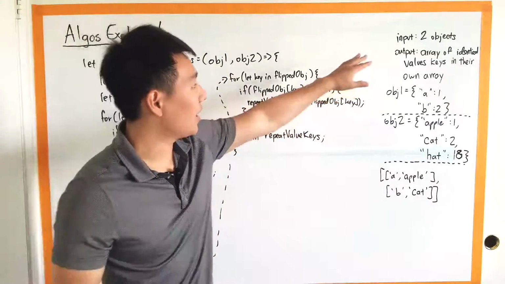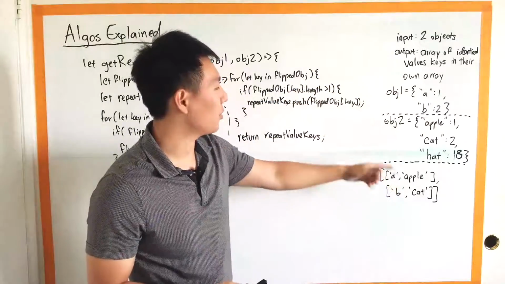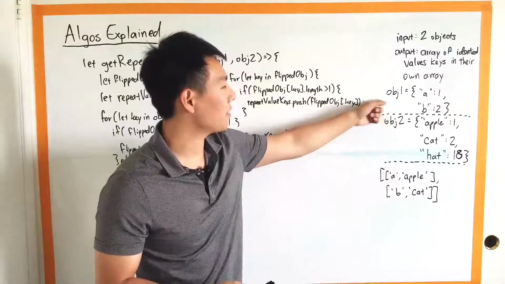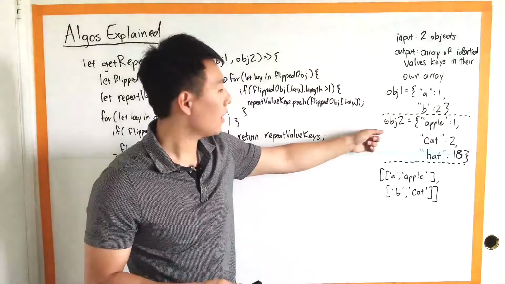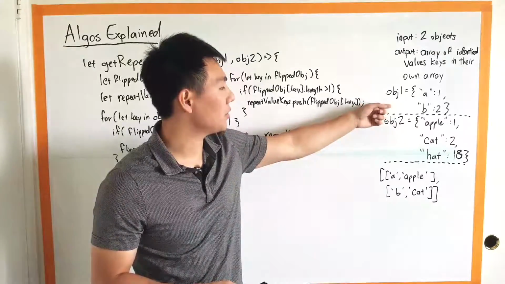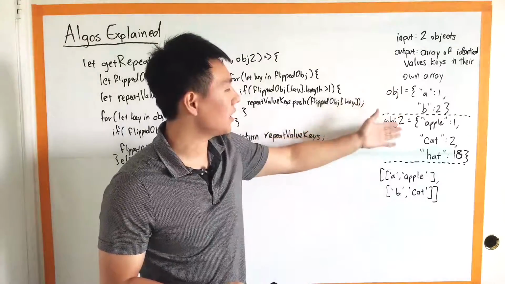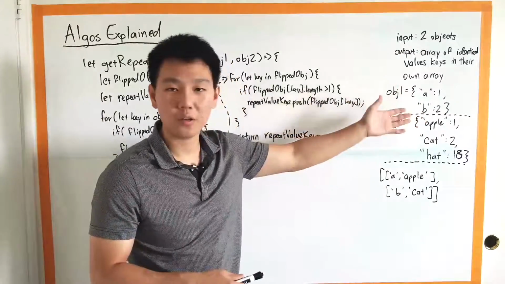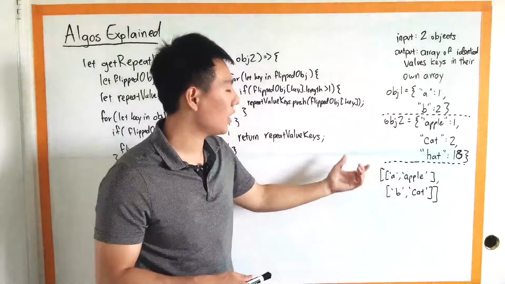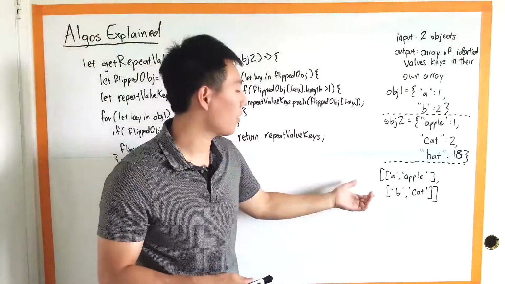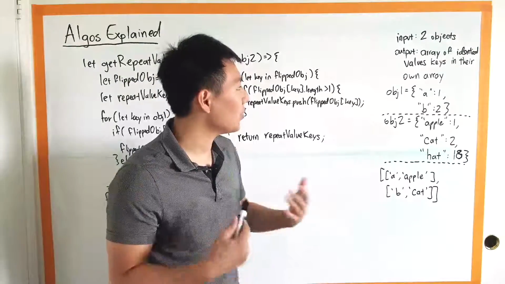Okay, so we understand our question now. We have two objects. That's our parameters, our arguments. We're going to look at not just the keys but the values, and then with the values, we're going to determine which keys to clump together and throw in our output array. And so, how do we do that?